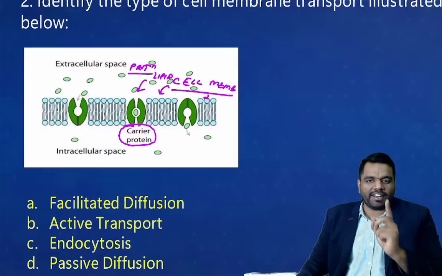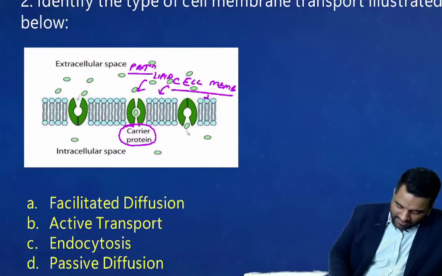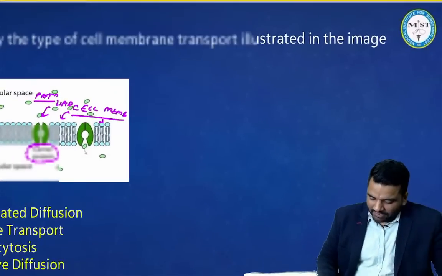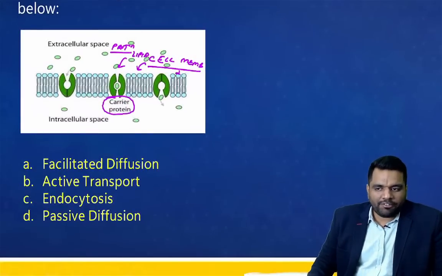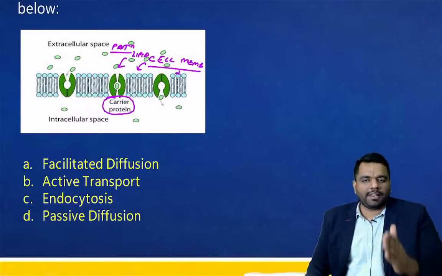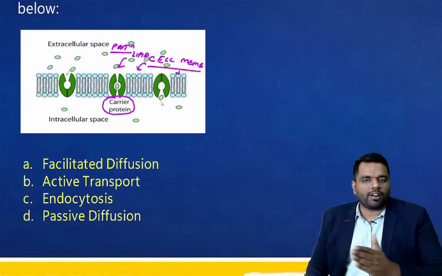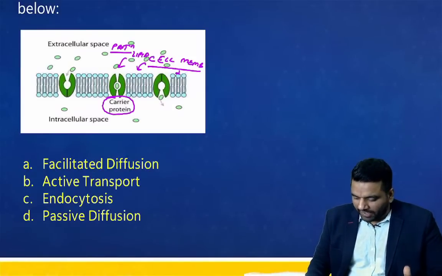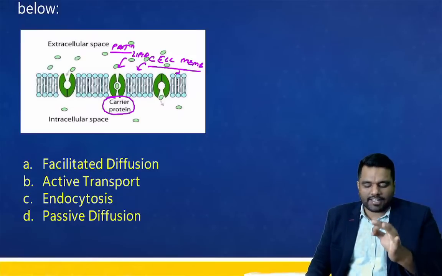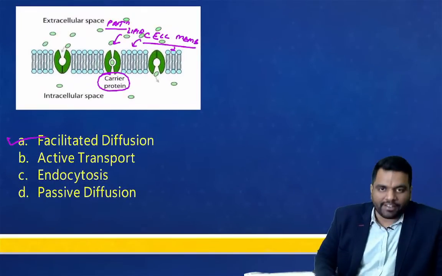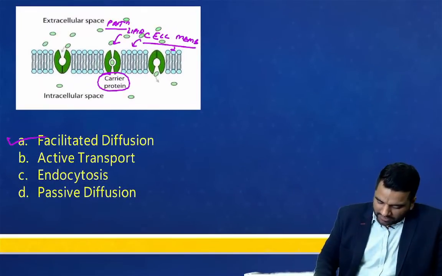Very good. It does not require ATP. Remember, I told you that transport is of two types, active and passive. Active requires ATP or energy, and passive requires no ATP or energy. So facilitated diffusion is a type of passive diffusion. So the right answer of this question is A.